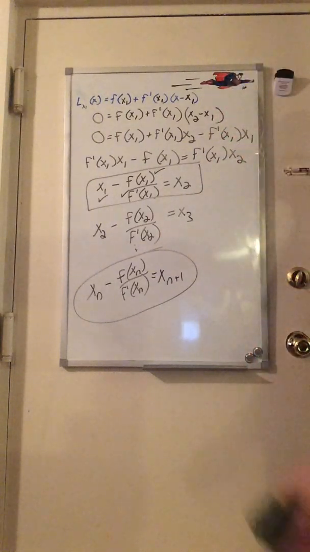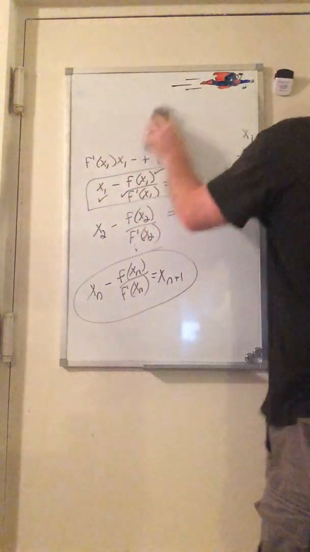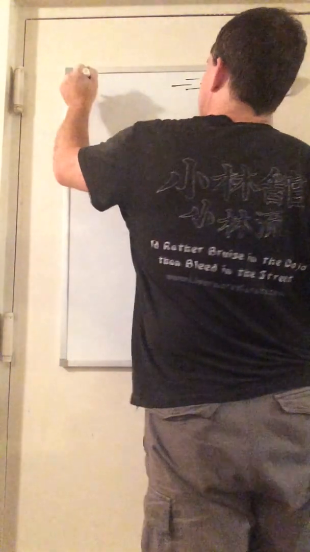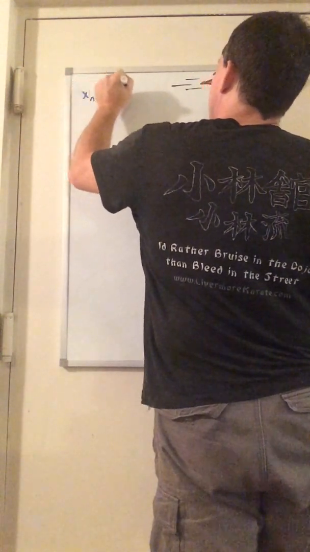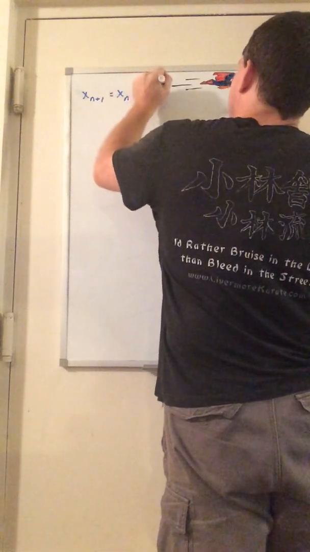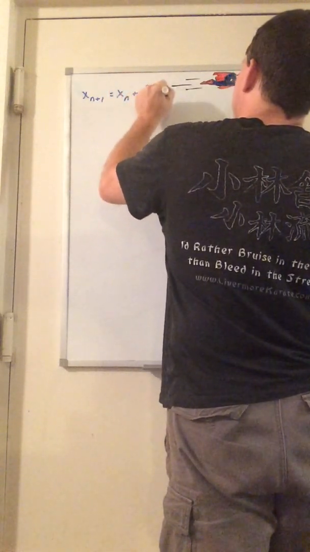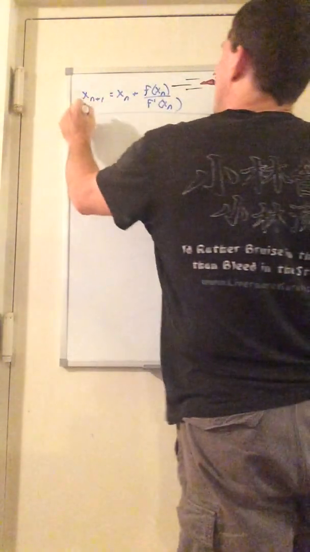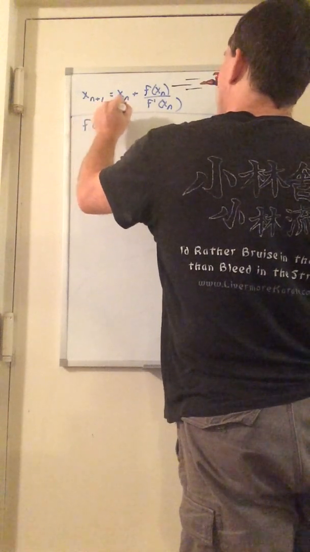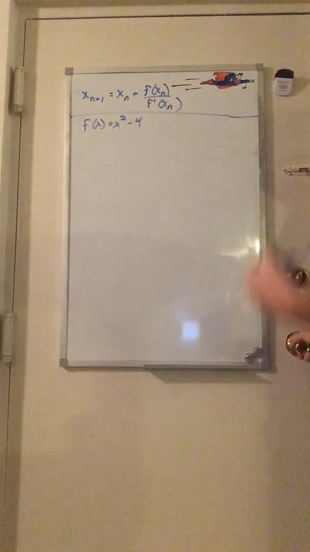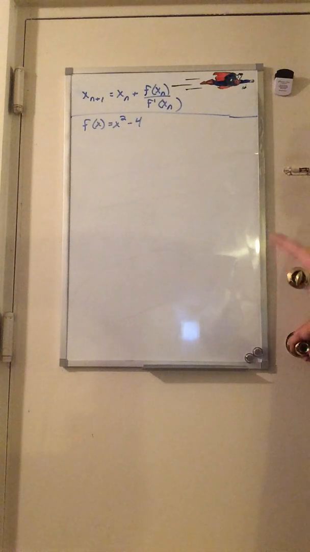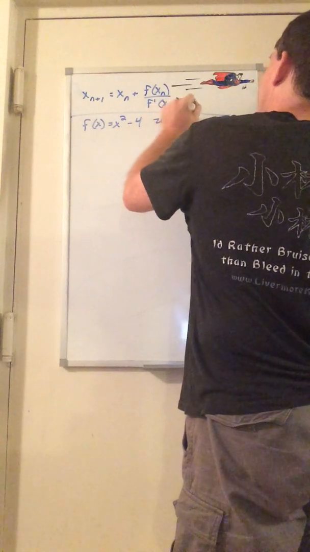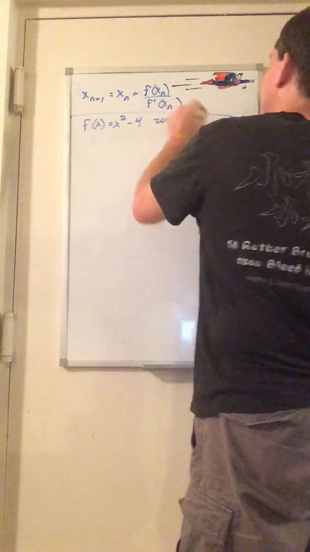Hopefully it won't be too hard without a calculator. So, suppose we have a function, and I'm just going to write out x sub n plus 1 equals x sub n minus f of x sub n over f prime of x sub n. So there's my little formula right there. Now we're going to use the function f of x equals x squared minus 4. Admittedly, I know the zeros there. That'll just help me see if my approximation is good. They occur at x equals 2 and negative 2.